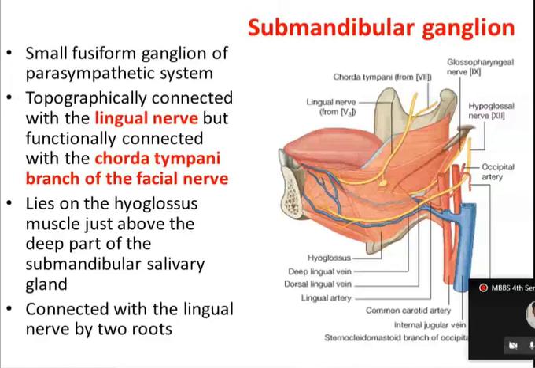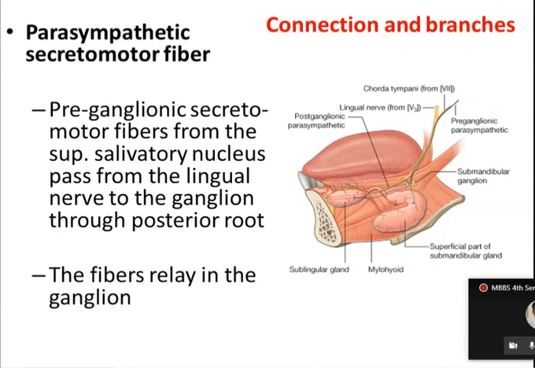So the connections, the parasympathetic secretomotor fibers are there in relation to the submandibular ganglion. So preganglionic secretomotor fibers from the superior salivatory nucleus in the pons pass from the lingual nerve to the ganglion through the posterior root, and the fibers relay in the ganglion. Okay, and the postganglionic fibers pass through the anterior root to supply the submandibular and the sublingual salivary gland.